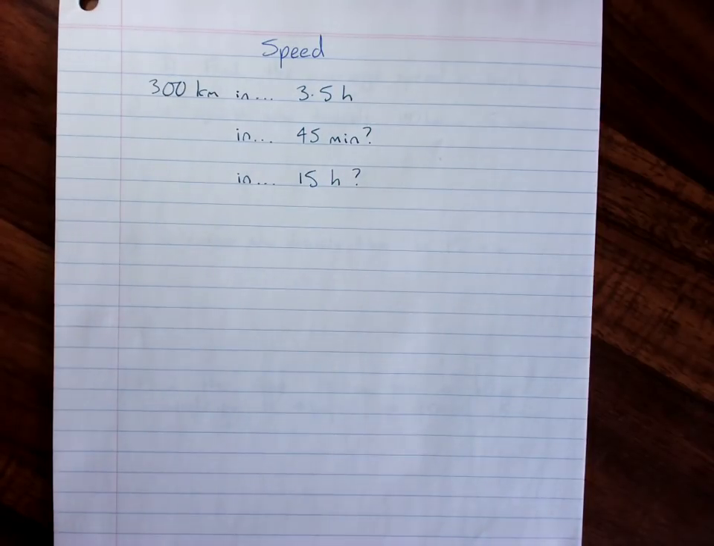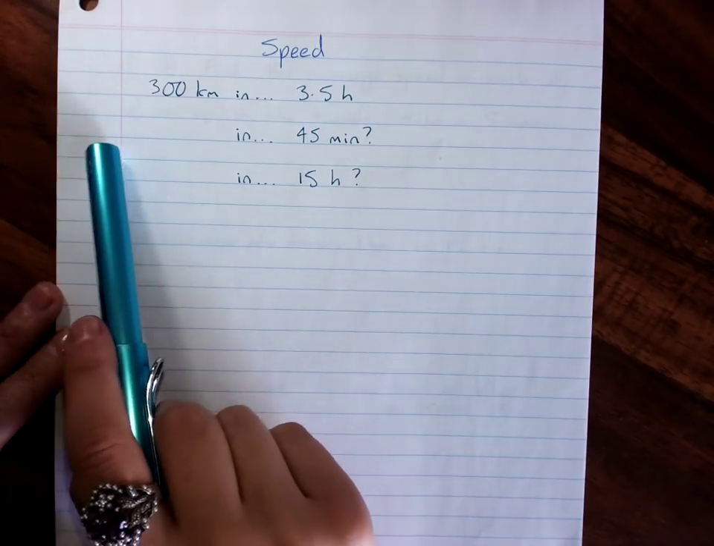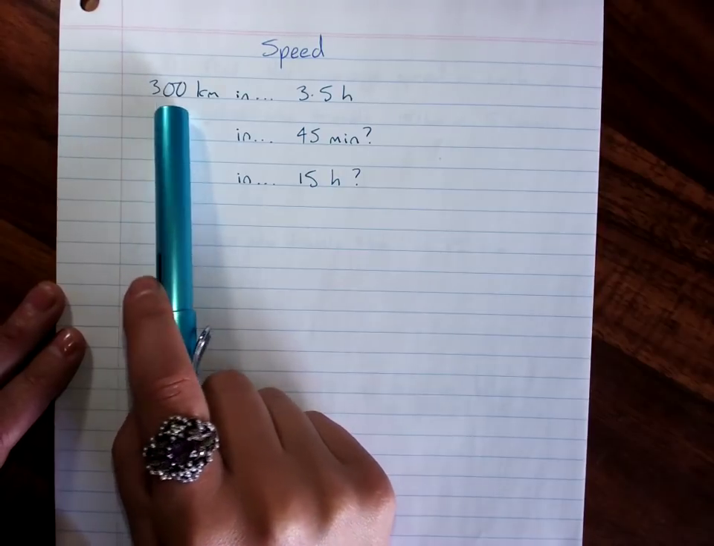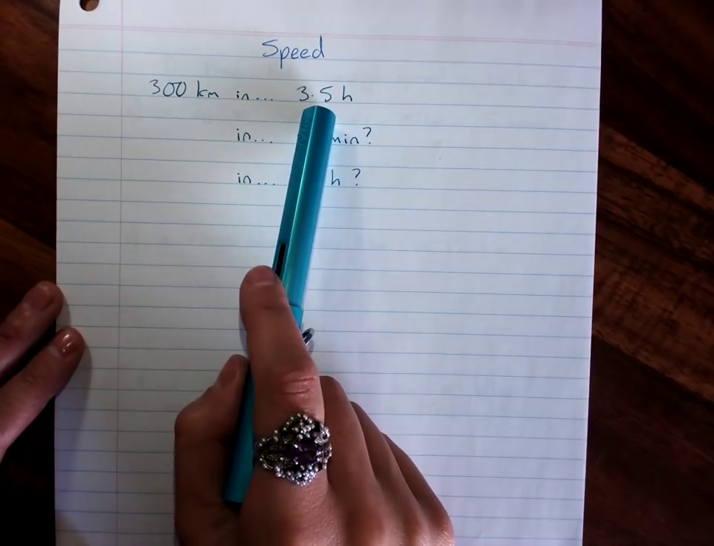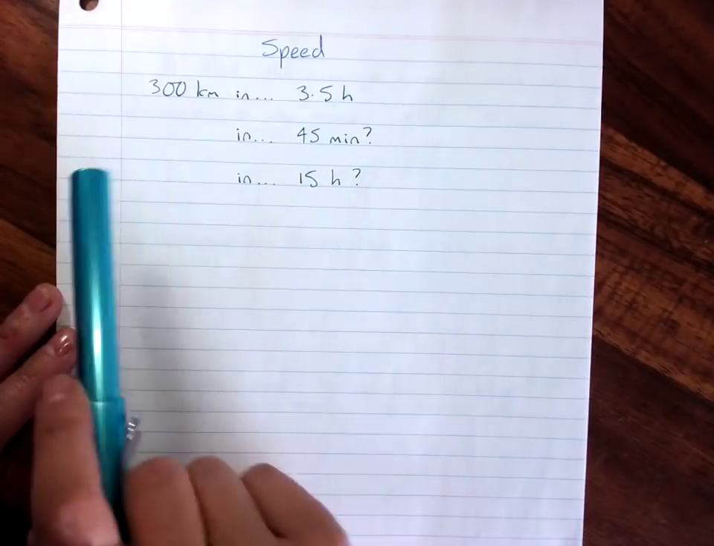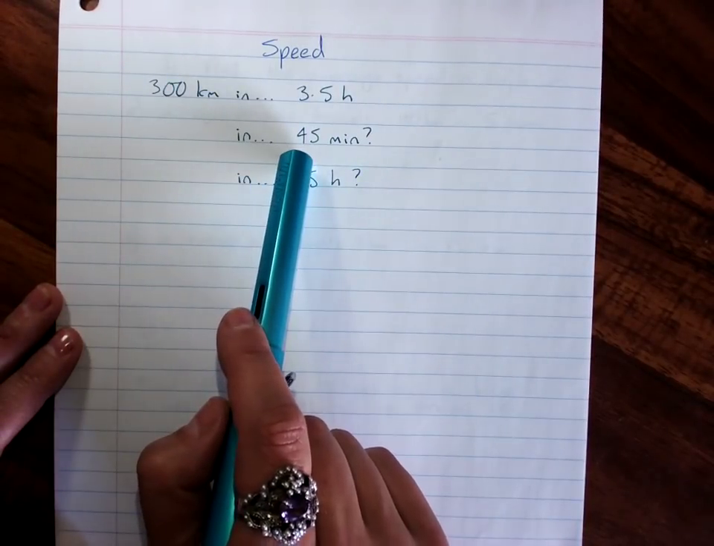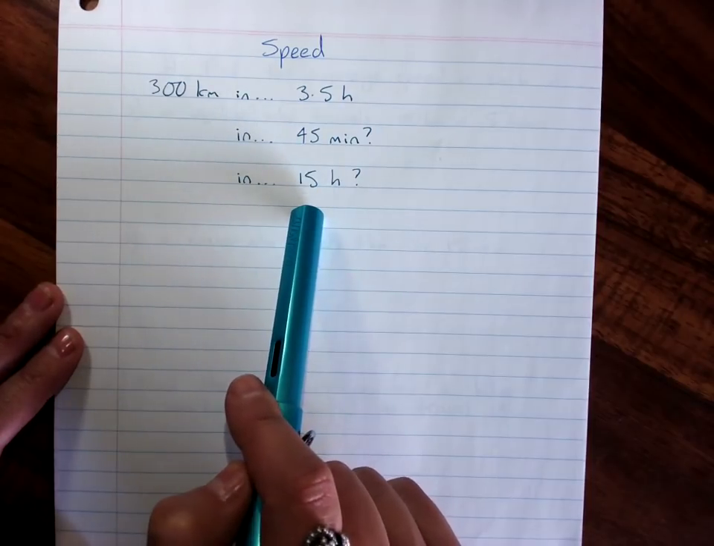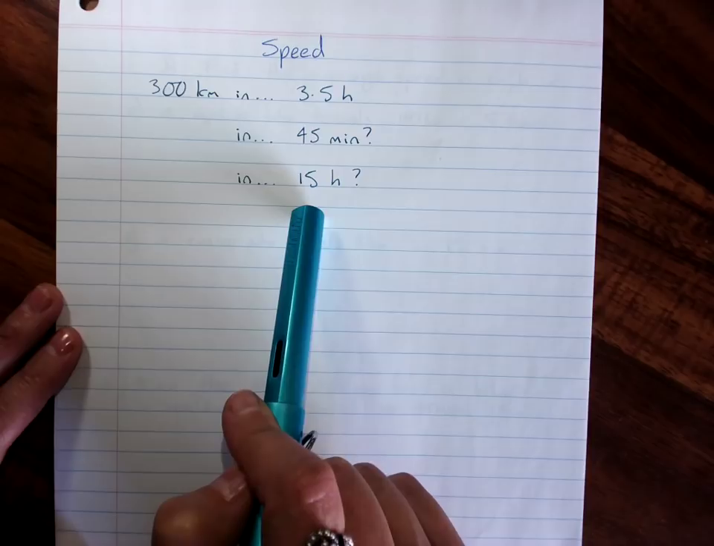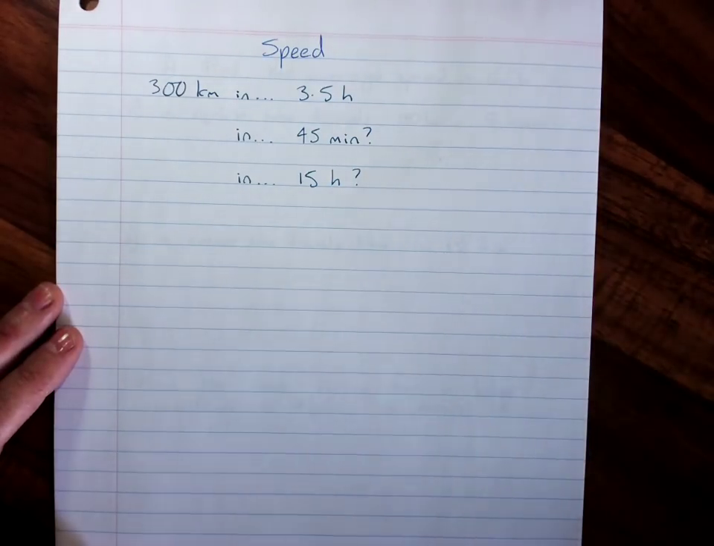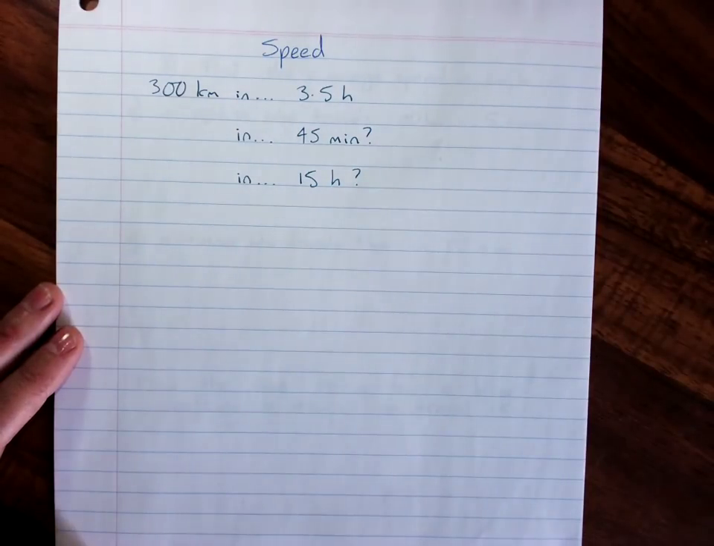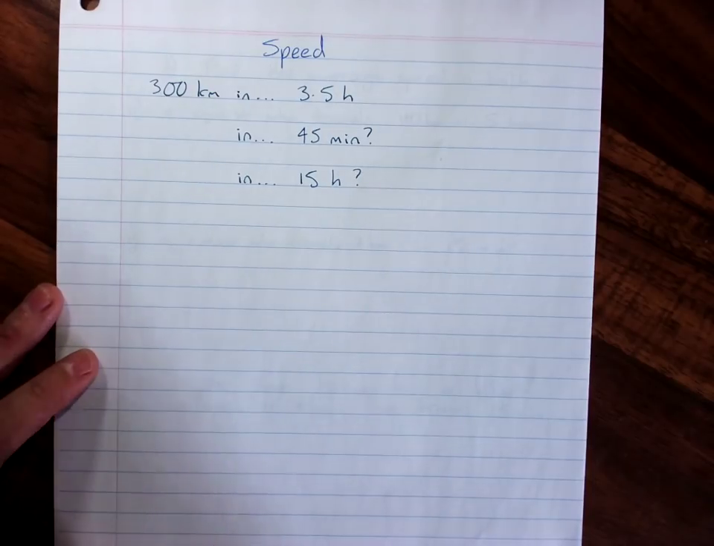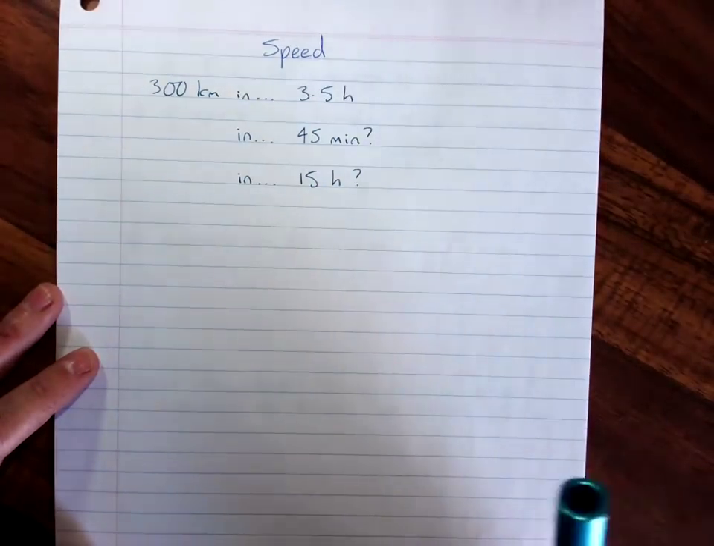Speed is a combination of the distance we travelled and how long it took us to do that. So, for example, if we did the trip to Sydney, roughly 300 kilometres in 3.5 hours, yeah, that's about right. If we did it in 45 minutes, that's pretty fast. I think we must be flying. If we did it in 15 hours, that's pretty slow. Maybe we're driving a Volvo or something. So speed, how fast we're going, is how far we travelled in how much time.